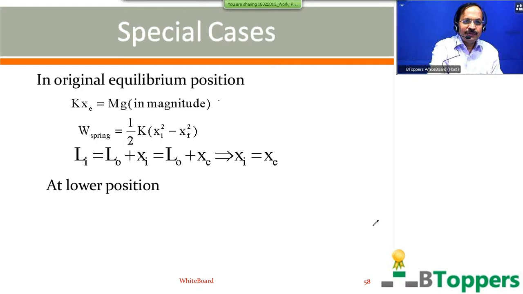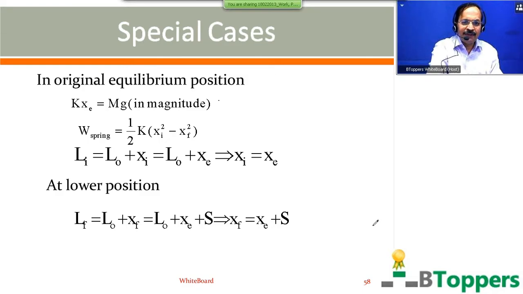At the lower position shown in the figure earlier, the final length of spring you can write as L0 plus xf. Xf is the final elongation of spring, or final length of spring you can write L0 plus xe plus S. S is the magnitude of displacement of the block in the downward direction below its original equilibrium position after application of the constant force F in the downward direction. Come on, finish copying up to here.